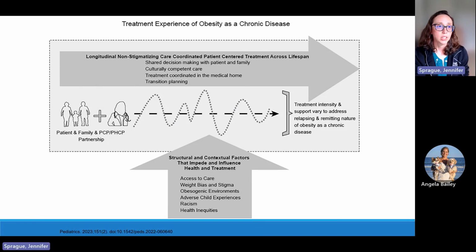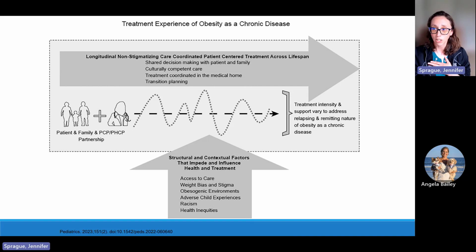So this graphic is from the Pediatric Obesity Guidelines that came out in January, kind of outlining what you can expect or what a model is for the longitudinal, non-stigmatizing care that's coordinated, patient-centered, and its treatment across a lifespan. So it's targeting the patient and the family in partnership with the healthcare provider. The ups and downs show you the waxing, waning nature of this disease. It's recommending shared decision-making, culturally competent care, treatment be coordinated in the medical home, and transition planning.